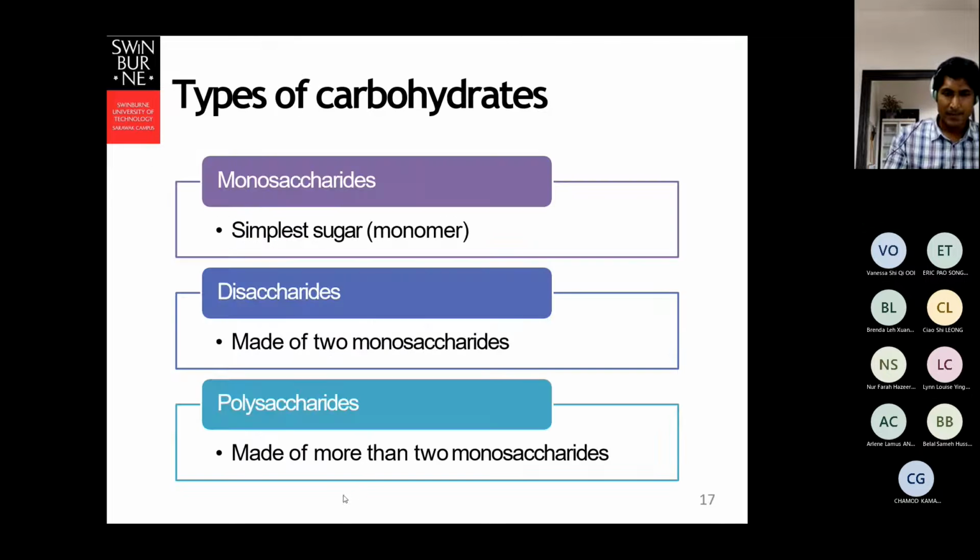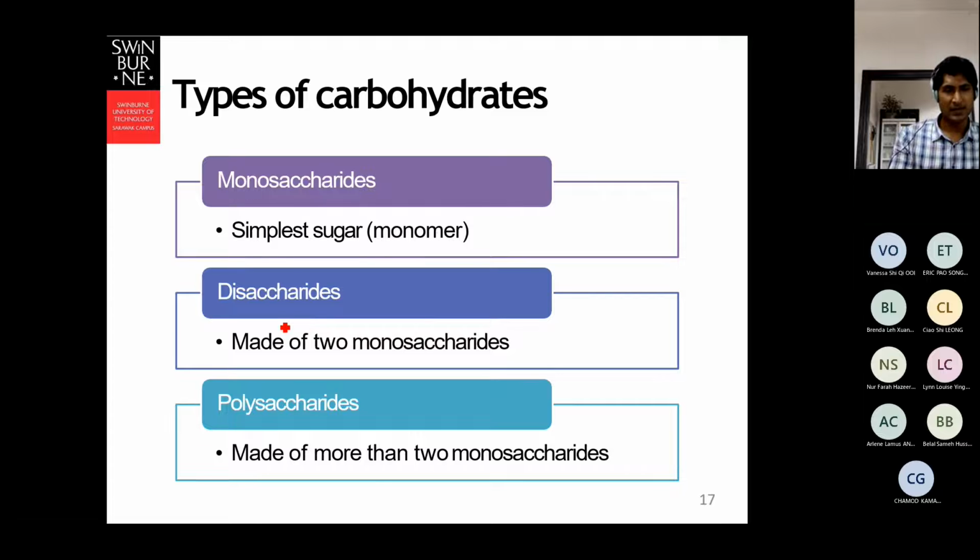Like lipids, these carbohydrates can be in different categories, right? So they can be monosaccharide, disaccharide, polysaccharide. Mono, di, and poly, we understand already that mono means one, di means two, poly means more than two. So monosaccharide is the simple sugar that we eat every day in the morning. We take it with our tea or coffee. This is the monosaccharide.